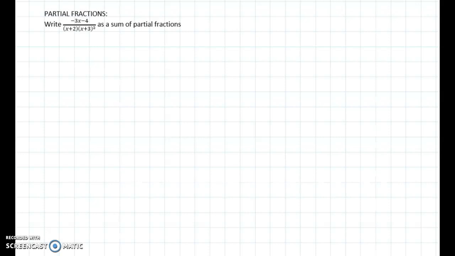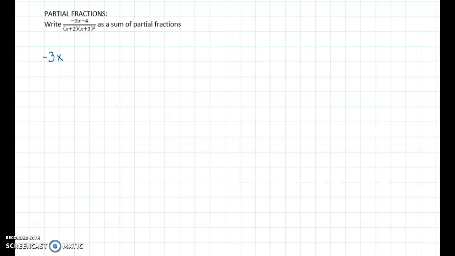In this video, we are going to see one more example of writing an algebraic fraction as a sum of partial fractions. This case is a little bit more complicated because we have three linear factors in the denominator and two of them are the same, namely we have (x+3)². So when we try to decompose this as a sum of partial fractions, we are going to write the following.